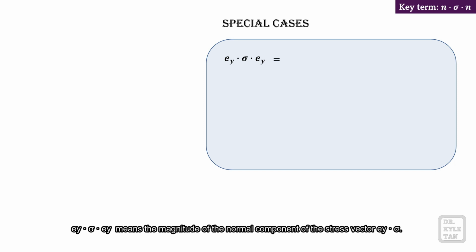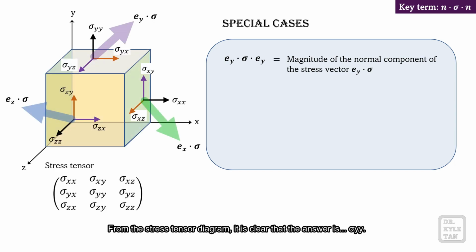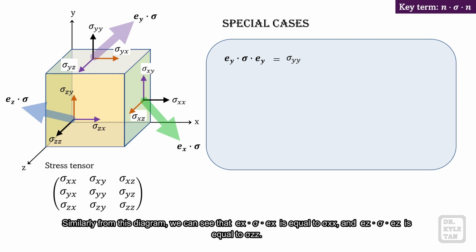ey dot sigma dot ey means the magnitude of the normal component of the stress vector ey dot sigma. From the stress tensor diagram, it's clear that the answer is sigma yy. Similarly, from this diagram, we can see that ex dot sigma dot ex is equal to sigma xx and ez dot sigma dot ez is equal to sigma zz.